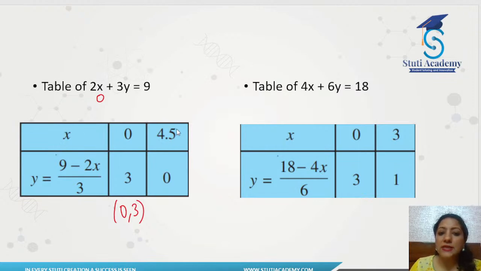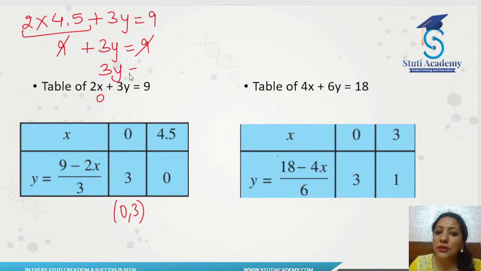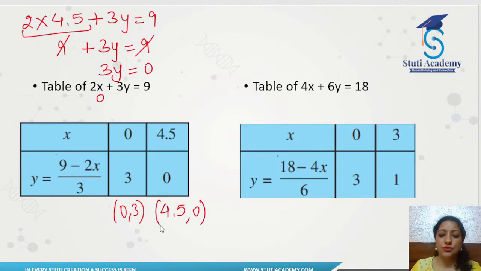Let us put x as 4.5. If I put x as 4.5, I'll get 2 into 4.5 plus 3y is equal to 9. This will give you 9 plus 3y is equal to 9. This 9 and 9 will get cancelled. We'll get 3y is equal to 0. This will give us y is equal to 0. So finally we have (4.5, 0). That's another solution. So we are going to plot these points on the Cartesian plane, and we will nicely draw a line.